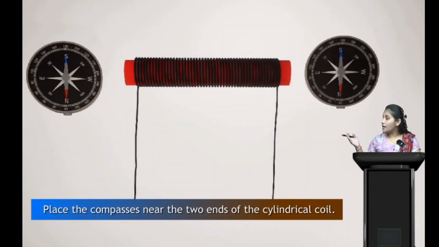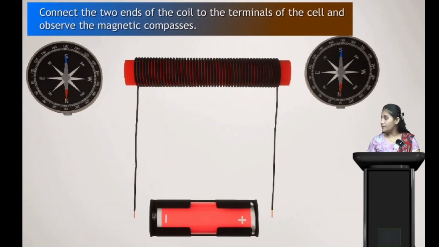Then comes what? Place the compasses near the two ends of the cylindrical coil. Because this one is now a cylindrical coil, isn't it? This one is the cylindrical coil. Now we will put two magnetic compasses on the two sides of the cylinder. Then what comes? Then connect the wire to the terminals of the cell and observe the compass.